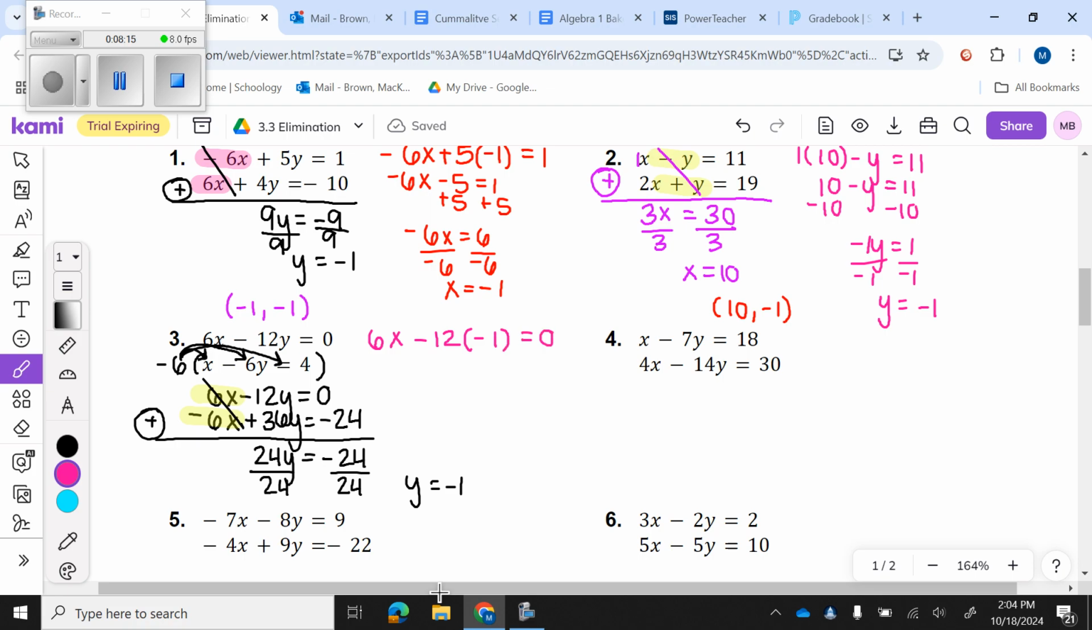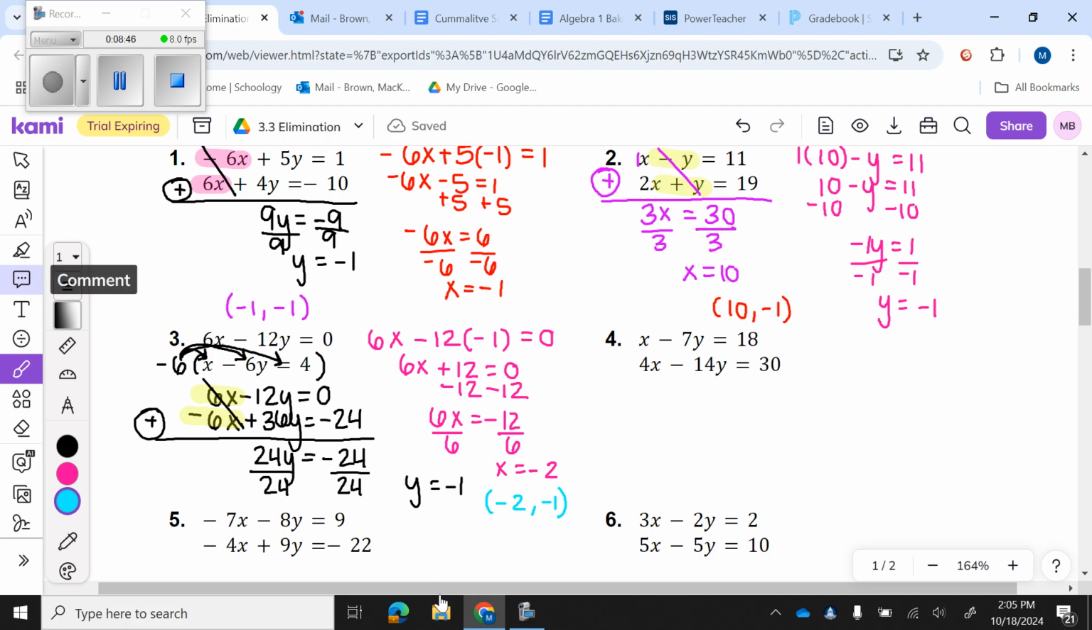This problem's going to look a little bit funky, but just hang out with it. So I'm going to have 6x, a -12 times a -1 is a +12, equals 0. I've got to get this 12 over with this 0, so I'm going to subtract it. And I'm going to have 6x equals -12. Divide both sides by 6, and you're going to get x equals -2. Lastly, you have to remember to write your answer as an ordered pair. -2, comma, -1.